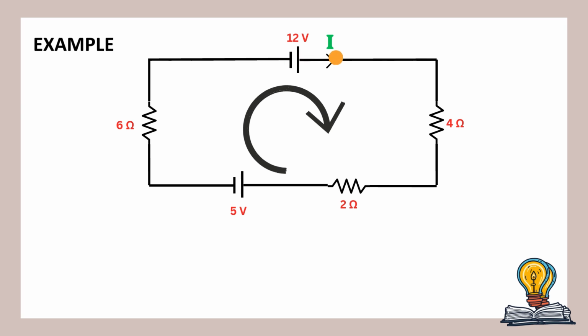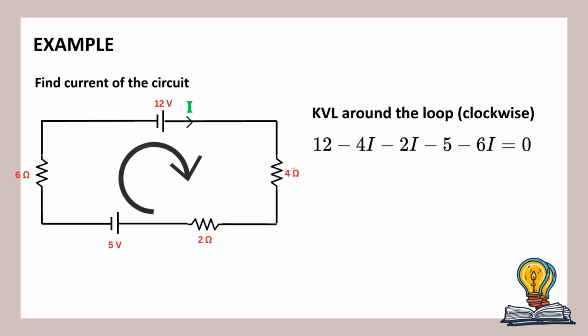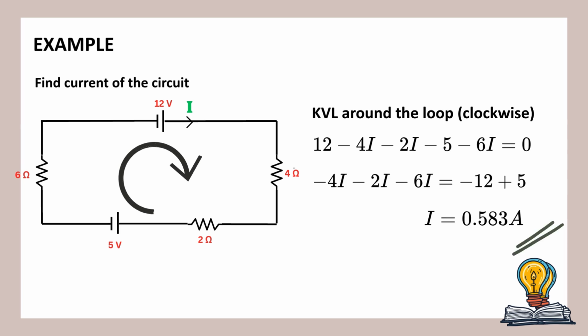As the current flows in the direction we assumed, there will be a 12-volt rise from the battery. Next, across the 4 ohm resistor, we get a voltage drop of 4I. Then, across the 2 ohm resistor, the drop is 2I. After that, we encounter a 5-volt drop from the opposing source. And finally, across the 6 ohm resistor, the drop is 6I. By applying KVL around the loop and solving the equation, we find the current in the circuit to be about 0.583 amperes.